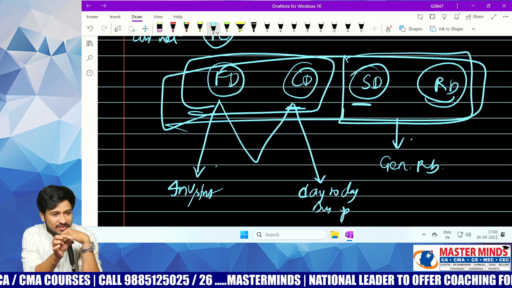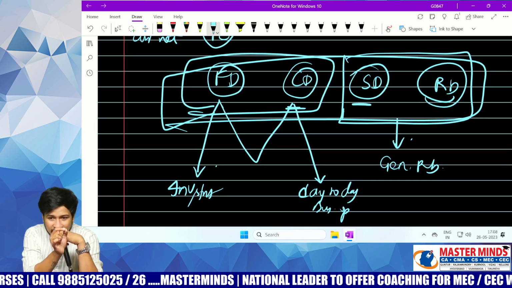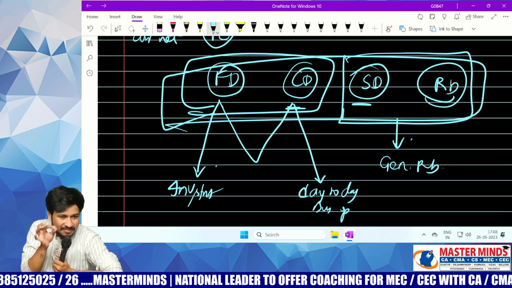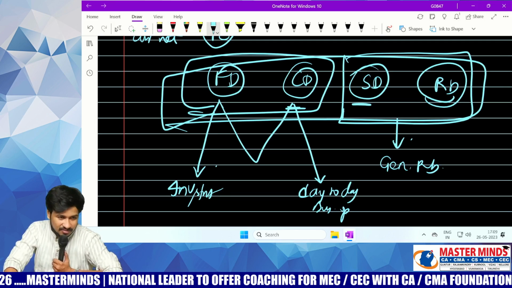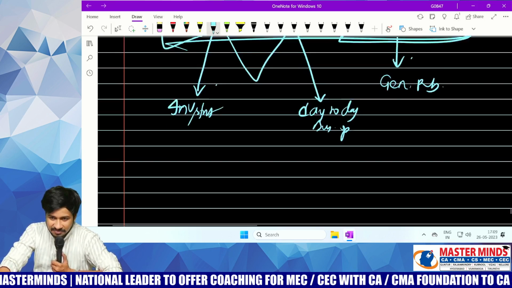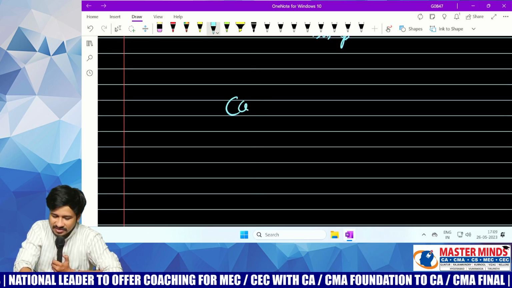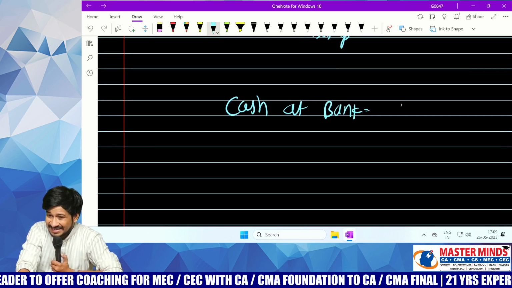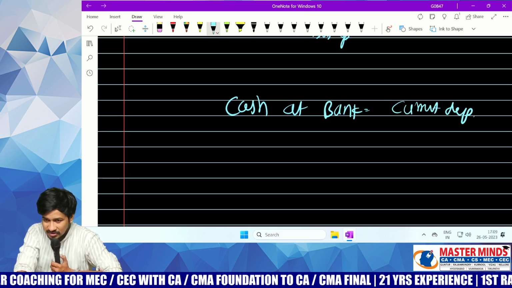So wherever we say bank, bank includes only current deposit. Cash at bank in the sense it is only current deposit. It's not any other deposit at all. Understood? Cash at bank in the sense only which deposit? Current deposit. Cash at bank, in the sense, cash in which deposit? Current deposit. Understood? So now take care.